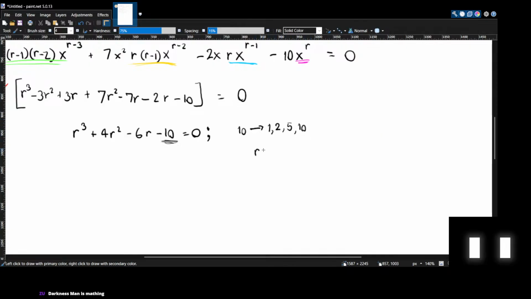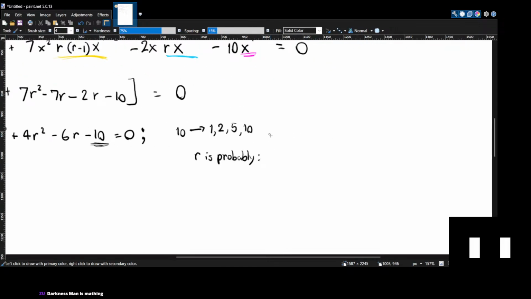So r is probably one of these guys, assuming that it's correct. R is probably 1, 2, 5, 10, or some plus or minus of those guys. I'm guessing. Darkness Man is mathing. Indeed, I am.